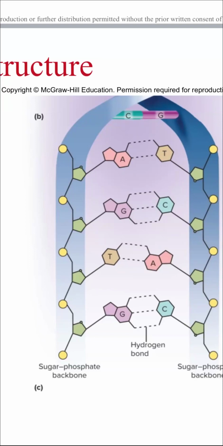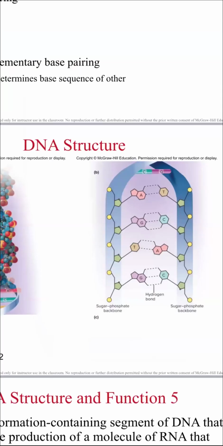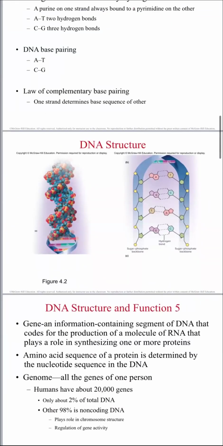In other words, by knowing the percentage of one of the bases, you know all of them. Again, 15% adenine would mean 15% thymine. That's 30%. Guanine and cytosine are found in equal numbers, so 35% each. That is what allows us to understand this law of complementary base pairing.